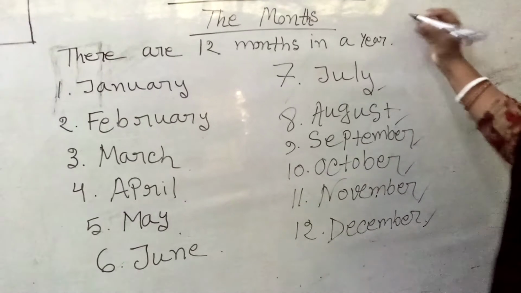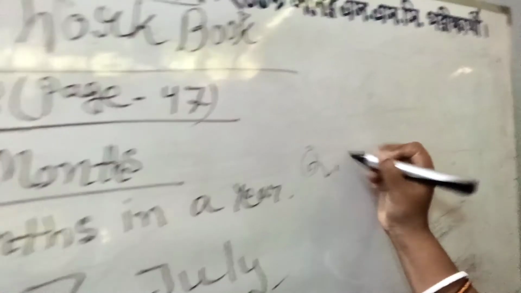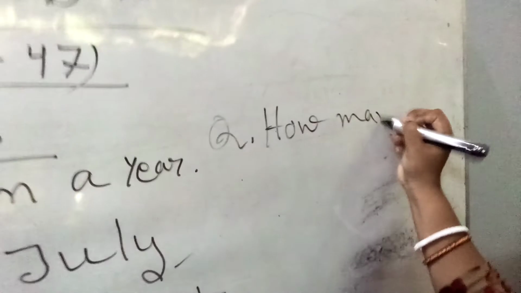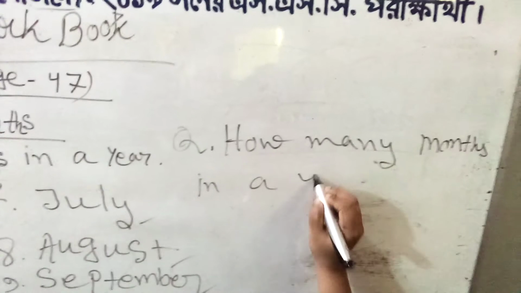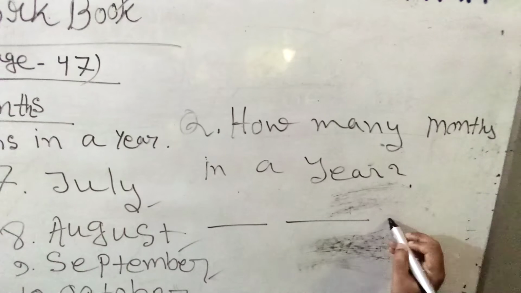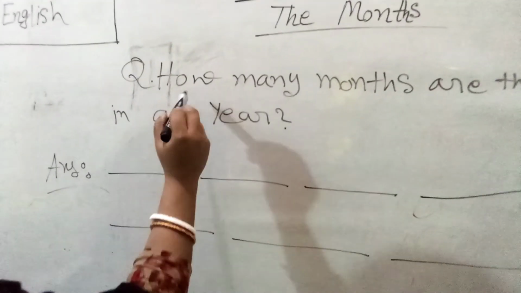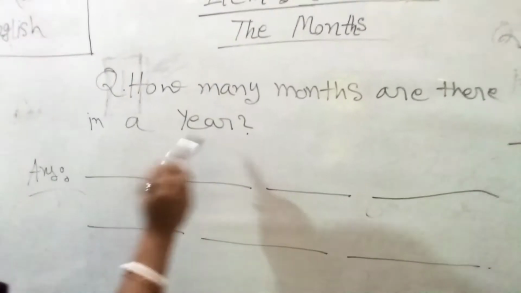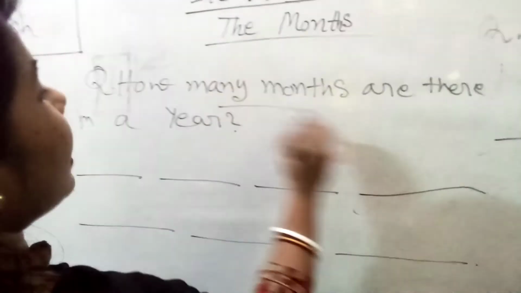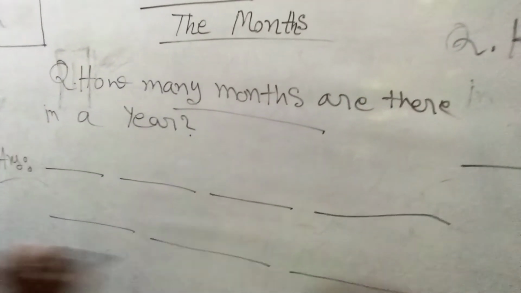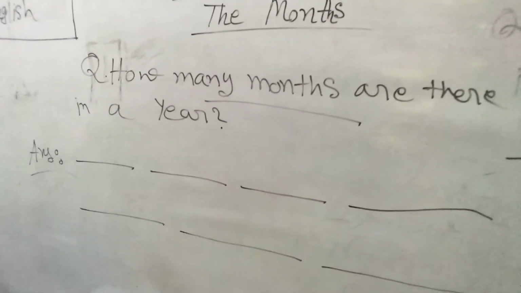See, if you are given the question, how many months in a year, in a year, how many months? Okay, let me rub this board so that I can give you a clear view. So if the question is like how many months are there in a year, that means you have to mention the months, how many months. And if you are given such blanks, blank places, you can sense that you have to put a whole sentence like how many months.